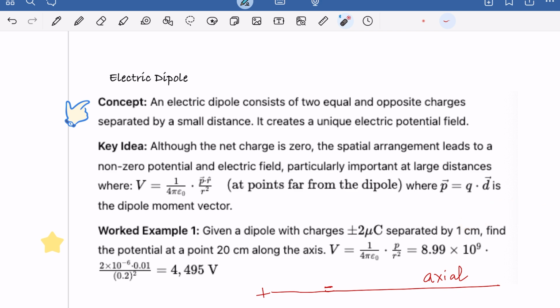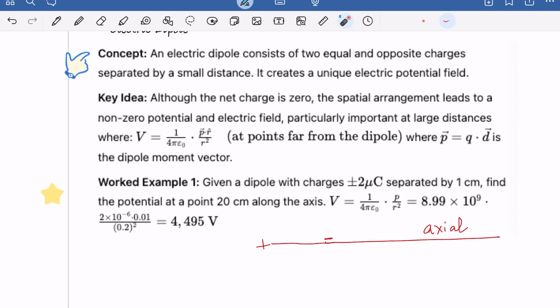At a point 20 centimeter, once again in meter square. And you get the answer. That is an electric dipole.